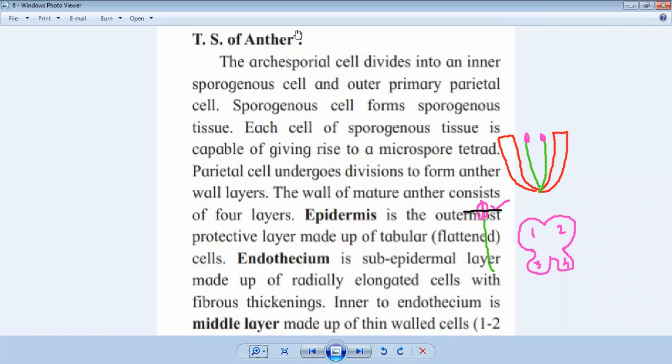I think we have to stop here. Remaining portion we will discuss in the next lecture.